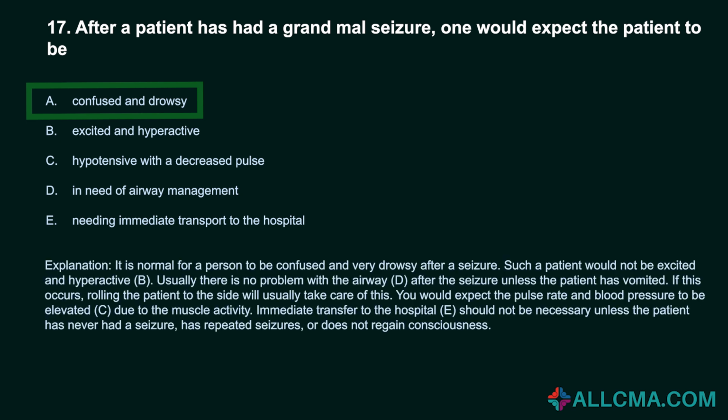It is normal for a person to be confused and very drowsy after a seizure. Such a patient would not be excited and hyperactive, B. Usually there is no problem with the airway, D, after the seizure unless the patient has vomited. If this occurs, rolling the patient to the side will usually take care of this. You would expect the pulse rate and blood pressure to be elevated, C, due to the muscle activity. Immediate transfer to the hospital, E, should not be necessary unless the patient has never had a seizure, has repeated seizures, or does not regain consciousness.